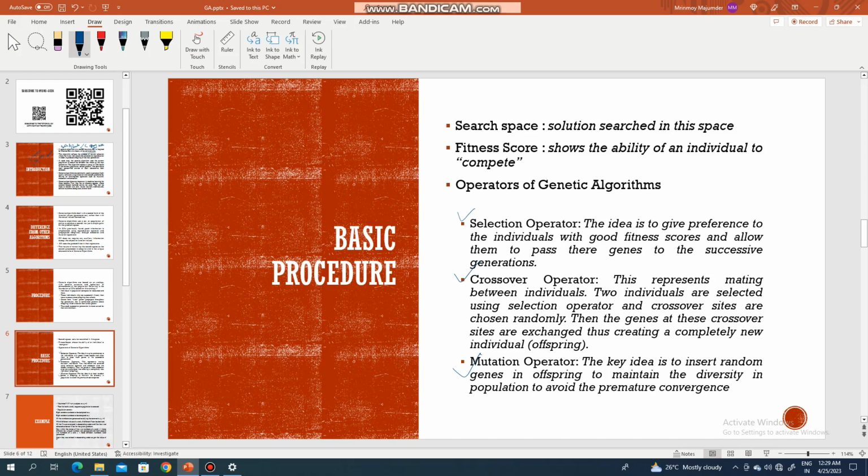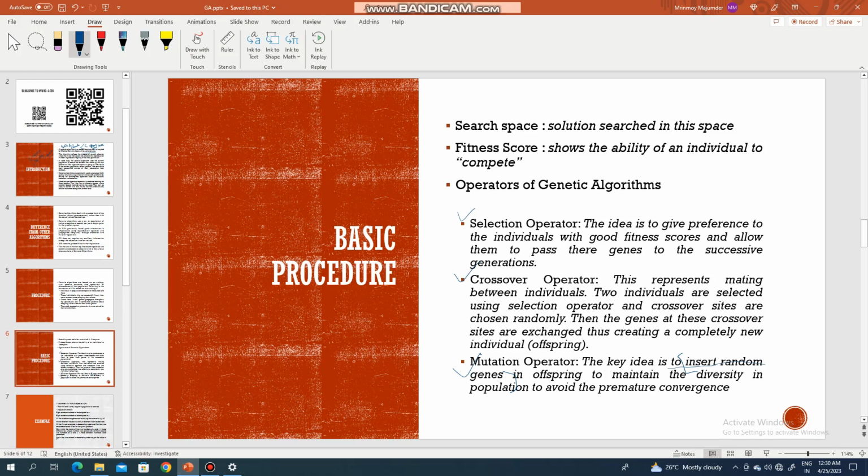Crossover operator is the meeting, where the two best individuals selected at the time of selection are crossed to generate a new individual known as offspring. And yes, as I've said, some new characteristic can come. So to insert random genes to create new characteristics not available in both the parents, that is ensured with the help of the mutation operator.